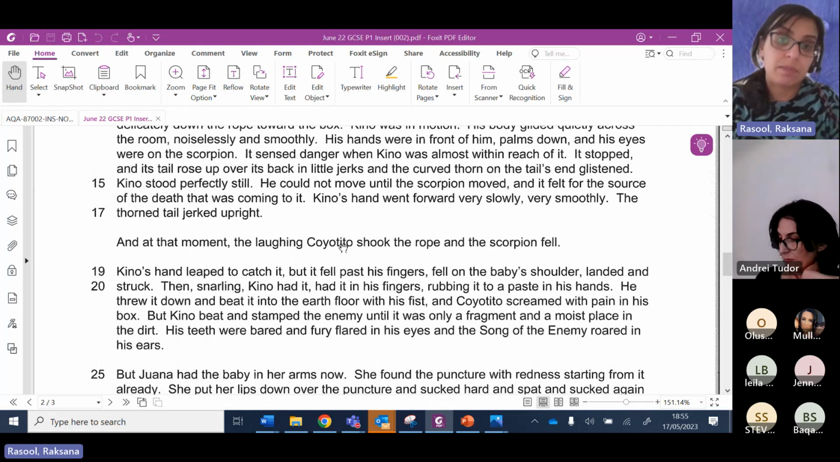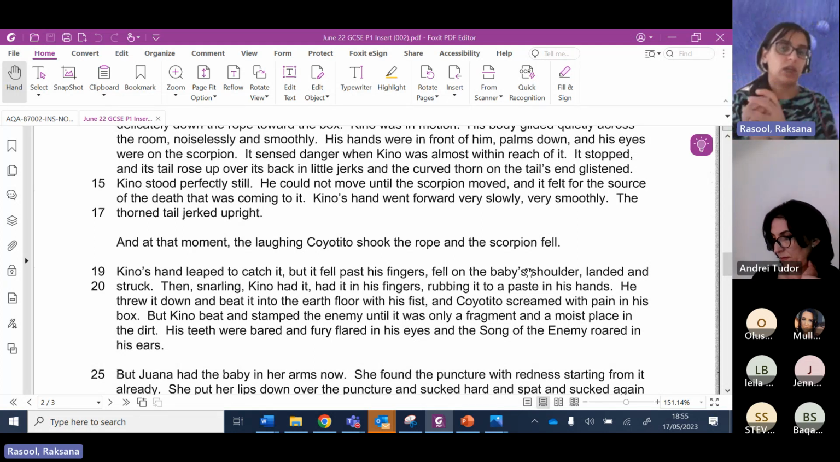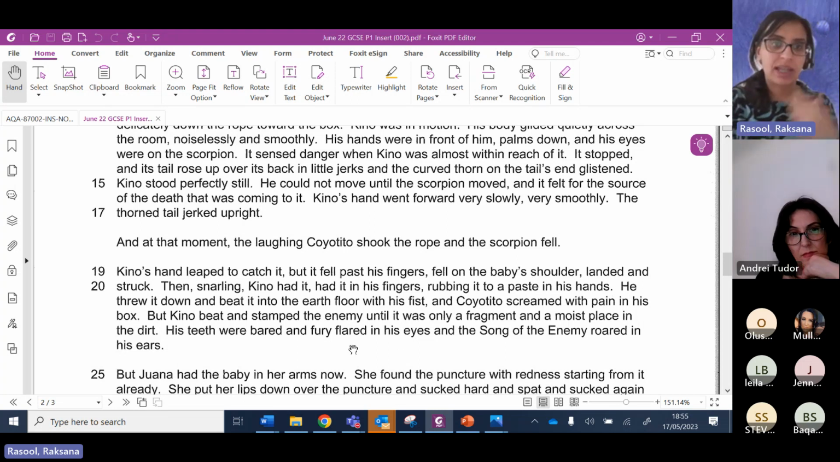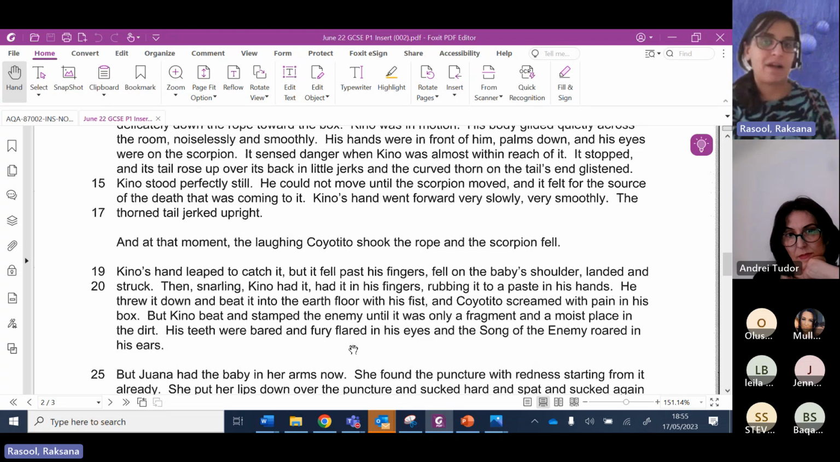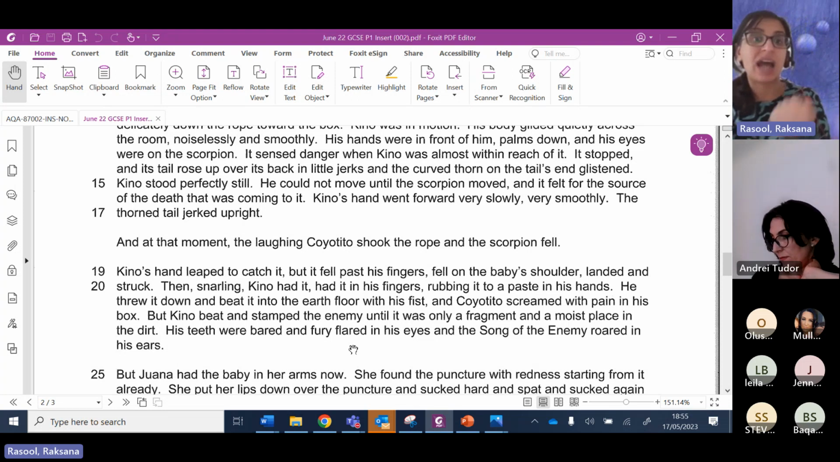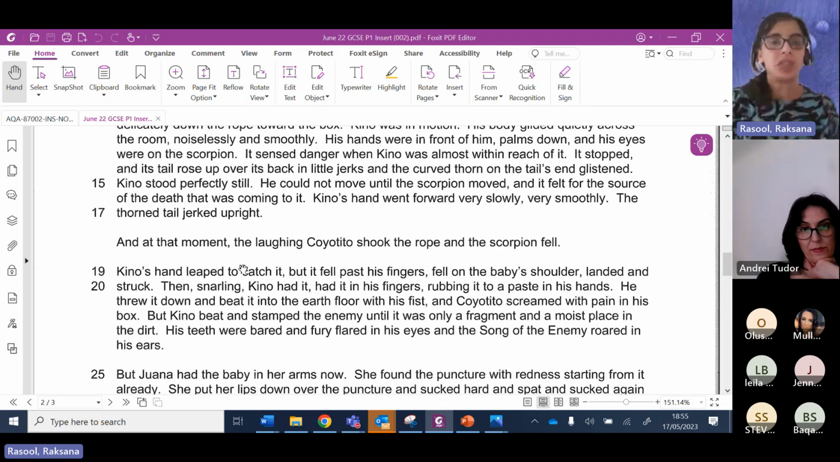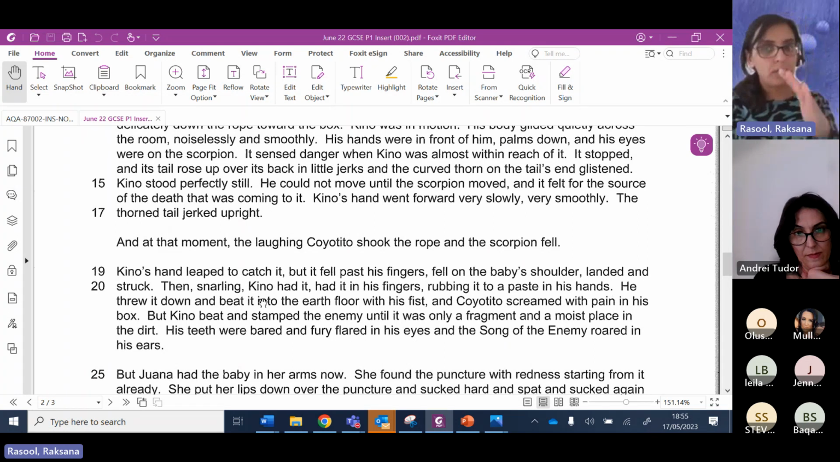The laughing baby shook the rope and the Scorpion fell. That is the key part of the climax. We're all holding our breath, and this is also part of our climax. Kino's hand leapt to catch it, but it fell past his fingers onto the baby's shoulder and struck. All that happens within one long sentence, okay? So that's your climax, and then this is your come down from that.